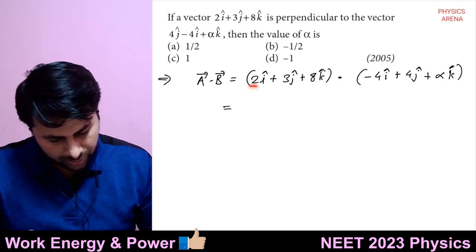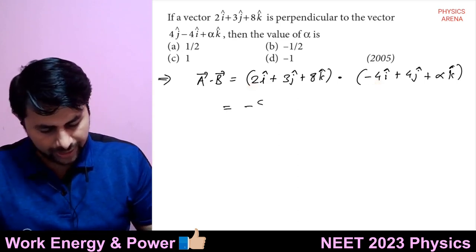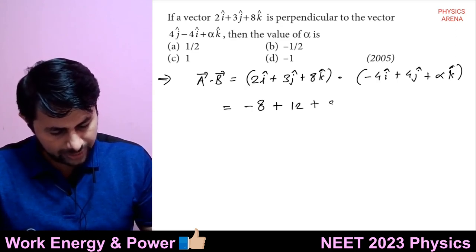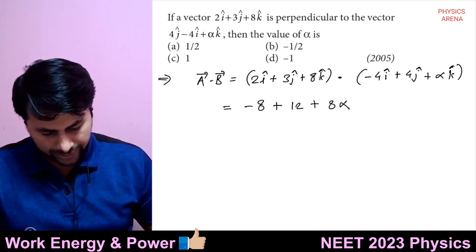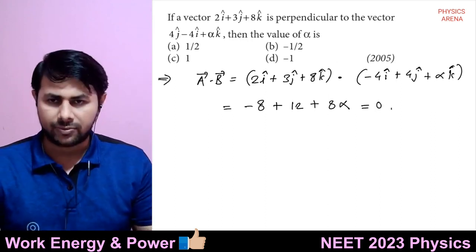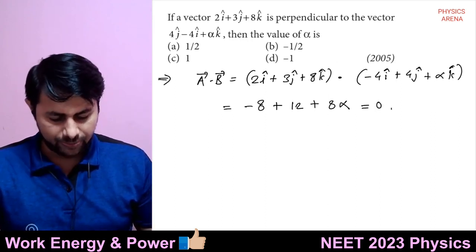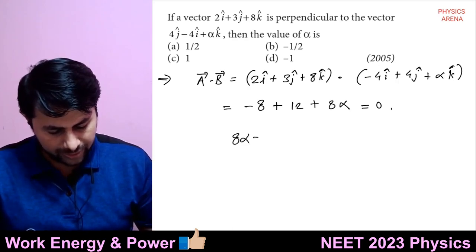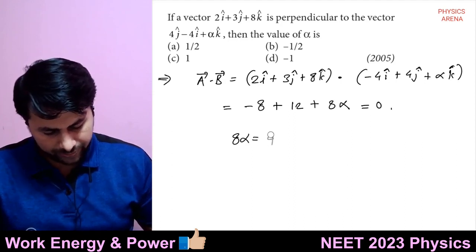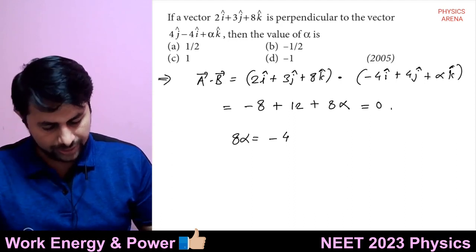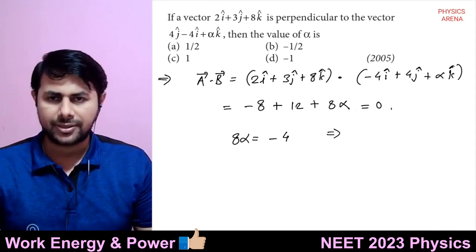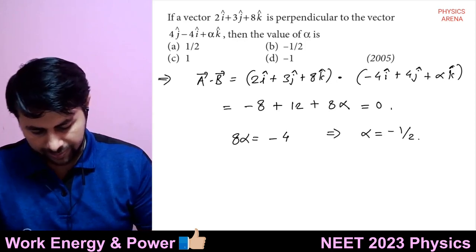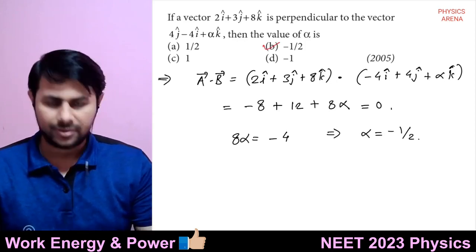So it is 2 times minus 4, that's minus 8, plus 3 times 4 is 12, plus 8 times alpha, and if they are perpendicular, this is equal to 0. So 12 minus 8 is 4. Okay, so take that 4 on other side. So 8 alpha equals to minus 4, and therefore alpha is equal to minus 1 by 2. Okay, very simple. Option B is the answer, right?